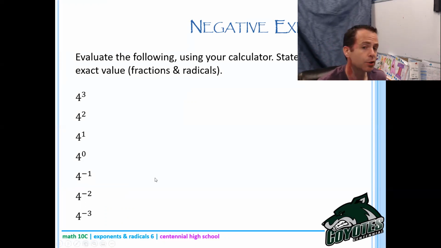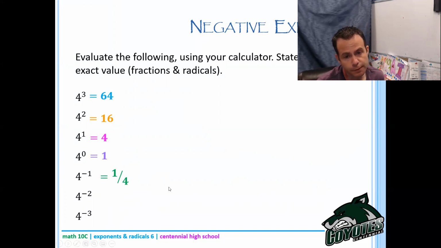Okay, so what you should have gotten there is 64, and then 16, and then 4. I'm hoping those ones could be done in your head along with the 1. It would have been the negative ones that you may have needed a calculator for. And what you would have noticed is 4 to the negative 1 is 1 over 4, 4 to the negative 2 is 1 over 16, and 4 to the negative 3 is 1 over 64.